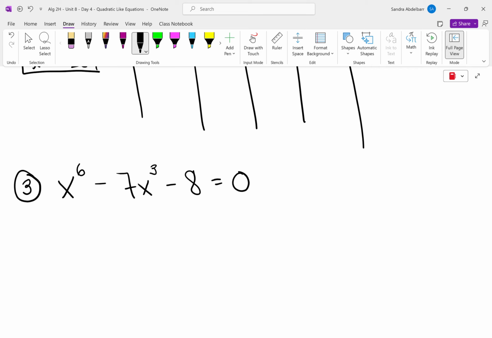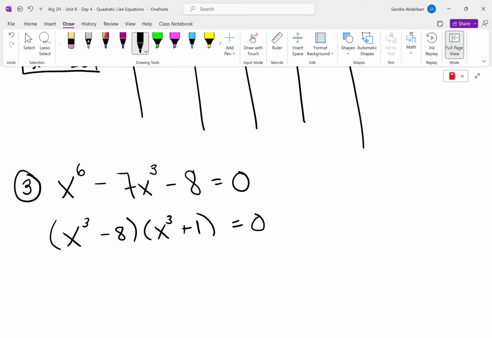Okay, let's go over this. So, is it worth using substitution and then trying to use the quadratic? Is it worth it for this one? No, because we can factor. So I'm going to go ahead and factor. When I factor, I get x cubed minus 8, and I get x cubed plus 1.